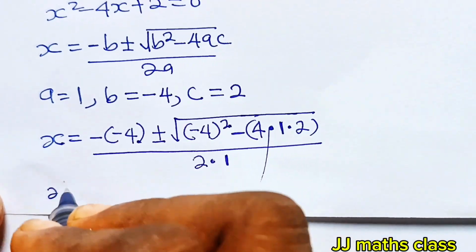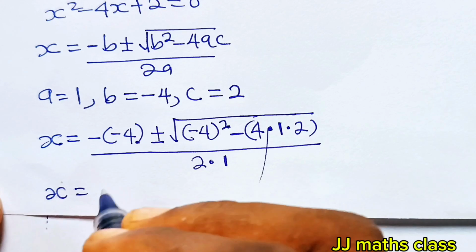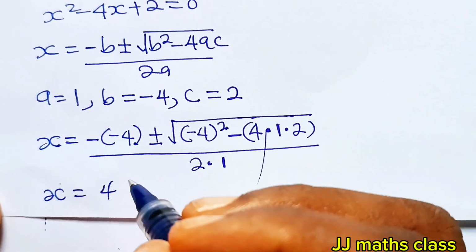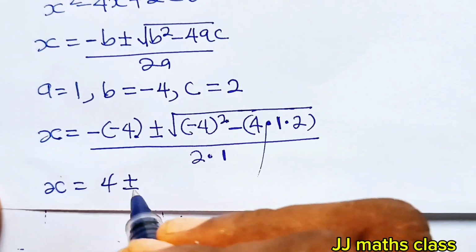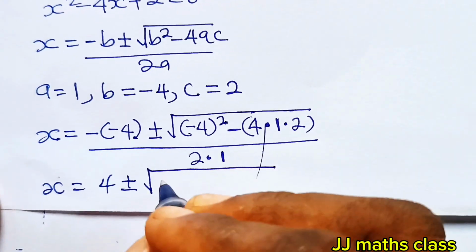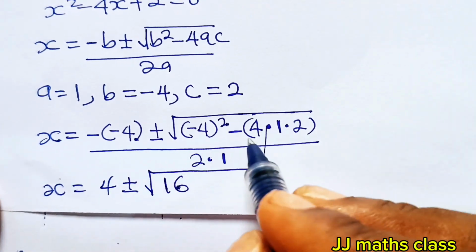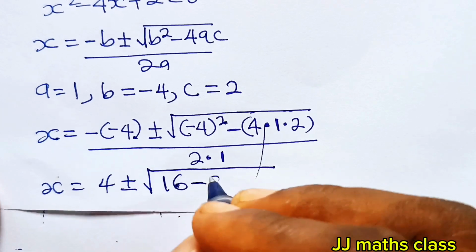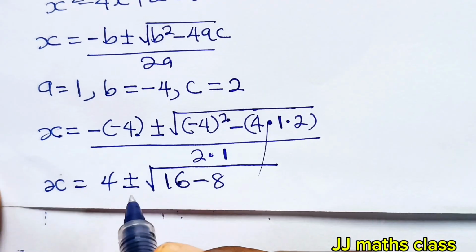So we have that x is equal to minus minus will give us plus. So we have 4 plus or minus the square root of minus 4 squared is 16. Then 4 times 2 is 8. So we have minus 8.